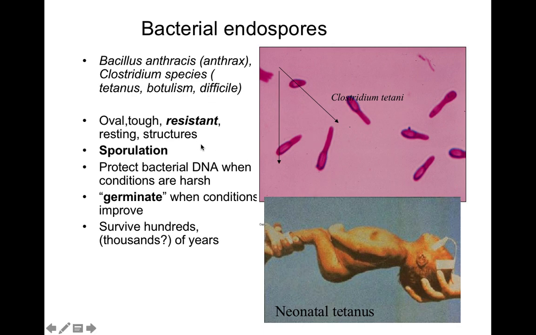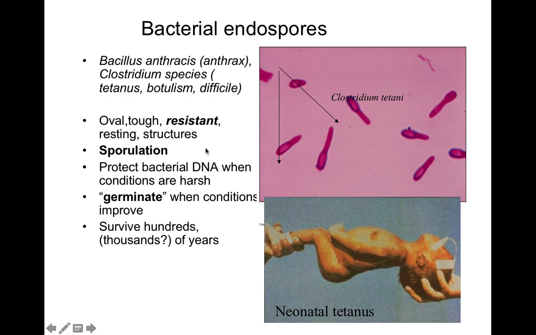So what are the endospores? They're oval, tough, resistant resting structures. They form in a process called sporulation within the metabolically active bacterium, and in some cases they'll cause a swelling here. The location of the endospore can be helpful sometimes in identifying the bacteria. So this is Clostridium tetani, and this swelling here at the terminal end of the bacterium, that's the endospore.